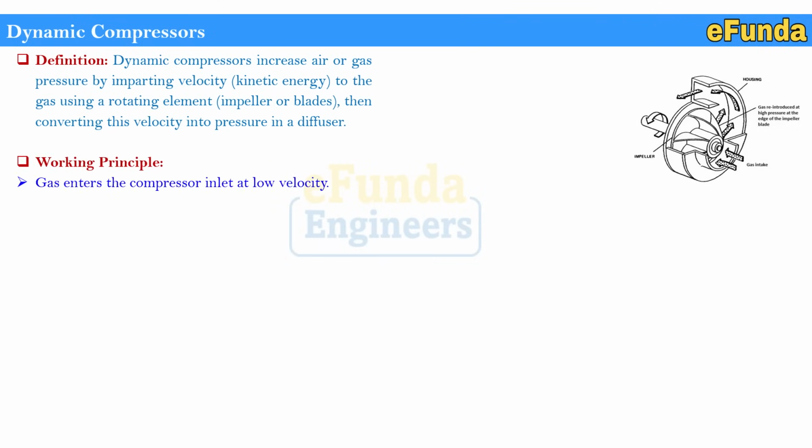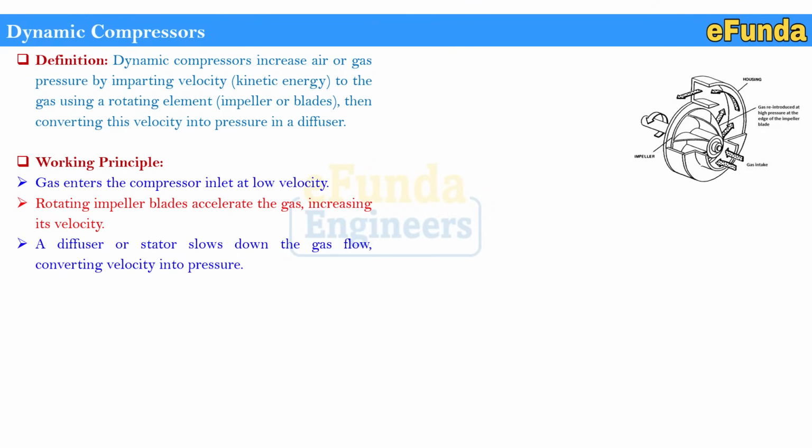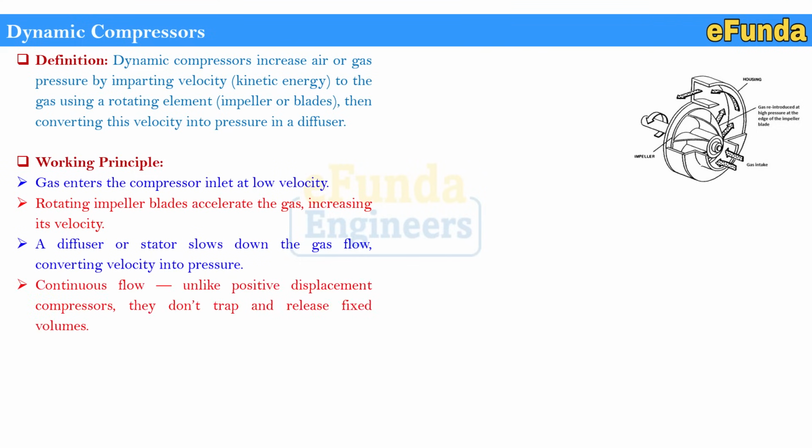Gas enters the compressor inlet at a low velocity, then the rotating impeller blades accelerate the gas, increasing its velocity inside the housing. A diffuser or a stator slows down the gas flow and then the velocity gets converted into pressure. It is a continuous flow; unlike a positive displacement compressor, they don't trap and release a fixed volume of the gas.